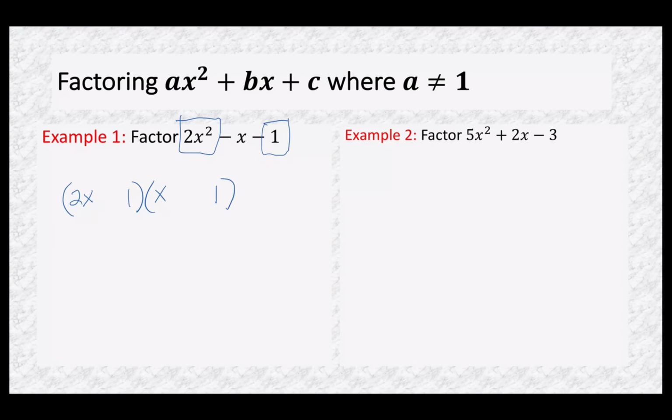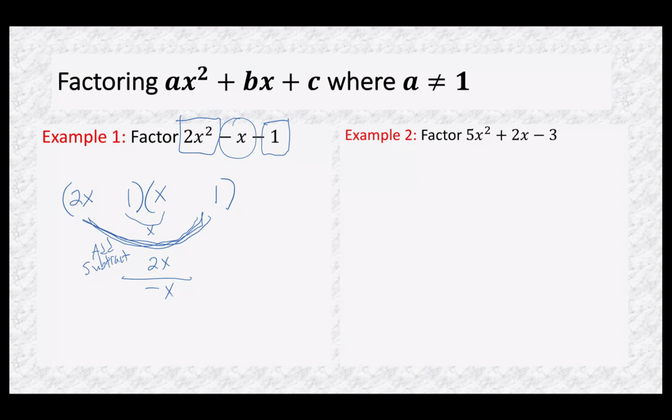And the next thing I want to do is create a double smiley face. See, I've got 2 big smiles here. The first big smiley face, the 2x times the 1, makes 2x. And the inner smiley face, the 1 times the x, makes x. And my challenge is, is there some way that I can either add or subtract these 2 terms in order to make the middle term of negative x?